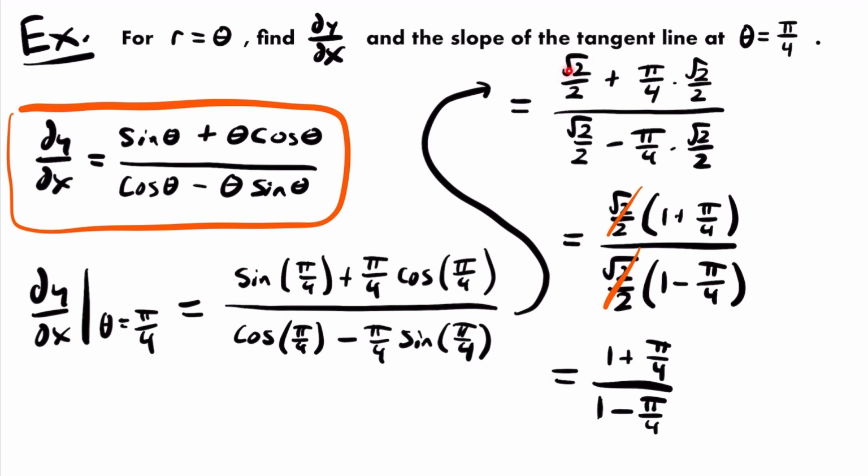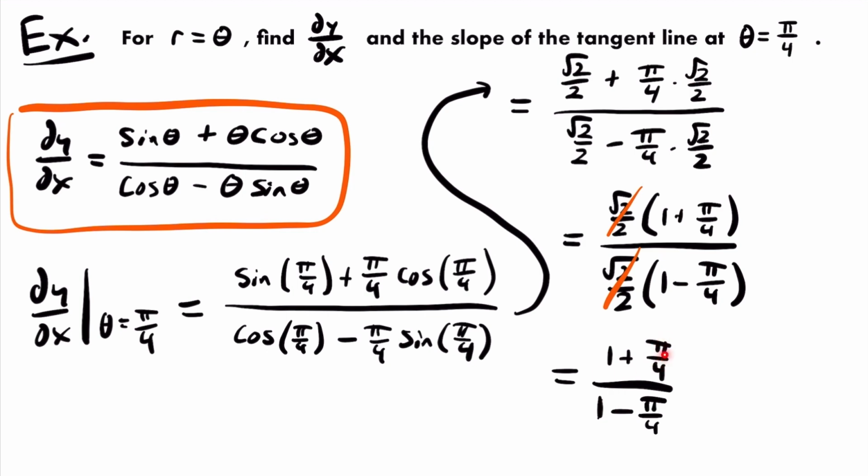And so if you pull it out of the first term, you're left with 1. And then pulling it out of the second term leaves us with pi divided by 4. And then doing the same thing in the denominator leaves us with 1 minus pi divided by 4, which is what we have right here. And then those two factors canceled out. That's the same thing as reducing each of these terms by a factor of the square root of 2 divided by 2. Okay, so this right here is our slope, but we can make it look a little bit nicer.